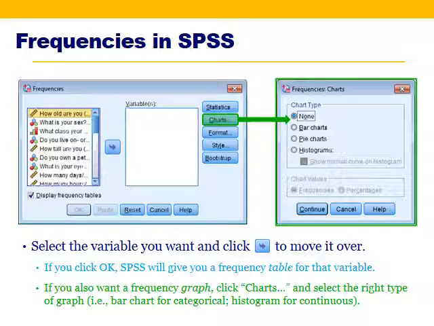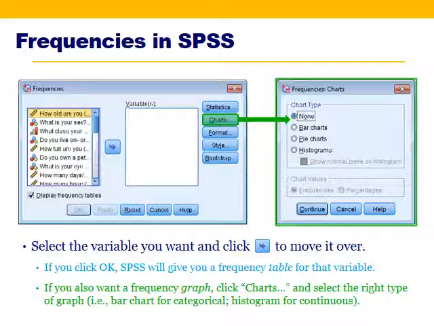Let's say we also want to get a graph in addition to our table. In that case, under Charts, we would click the Charts button. It gives us a few options. If we're working with a categorical variable, we could select a bar chart and click Continue. If we're working with a continuous variable, we could select histogram and then click Continue. Again, make sure you select the right type of graph depending on what kind of variable you're working with.